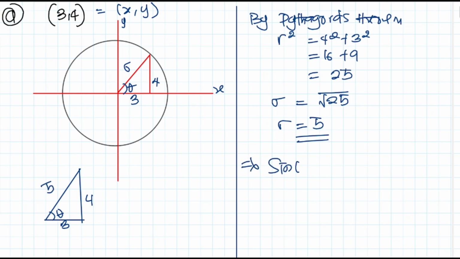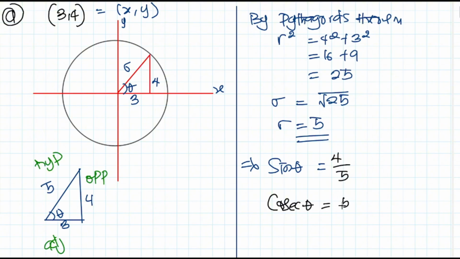Therefore, sine theta equals opposite over hypotenuse. You know your opposite now, so this is opposite, this is hypotenuse, and this is adjacent. So sine theta equals 4 over 5. From there we have cosec theta, which will be 5 over 4. Then we have cos theta, which is 3 over 5.